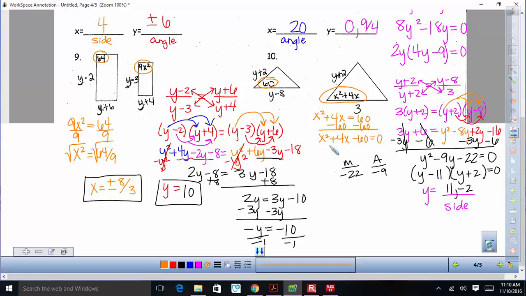This is also factoring by trinomial method, so go ahead and draw your parentheses. Put your x's. Now, I've got to find something that multiplies to give me negative 60, but adds to give me 4. Negative 6 and 10. Yeah. Okay, we need a positive 4, so we have to have a positive 10 and a negative 6. Okay? So that means that x would equal a negative 10 and a positive 6. Good.